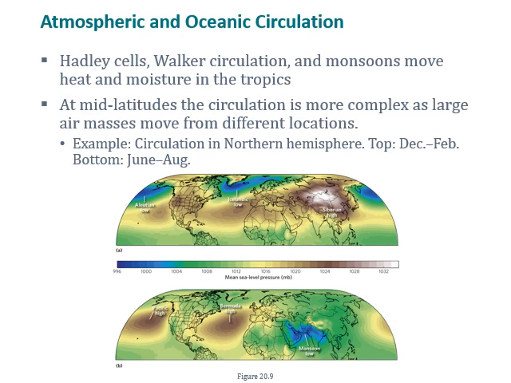So now that we understand how sunlight, daily sunlight, and seasonal sunlight contribute to climate zones, we must also consider atmospheric and oceanic circulation. If you remember from previous lectures, Hadley cells, Walker circulation, and monsoons move moisture and heat in the tropics. Whereas at mid-latitudes, the circulation is slightly more complex, as large air masses move from the equator polewards and from polar locations towards the equator.